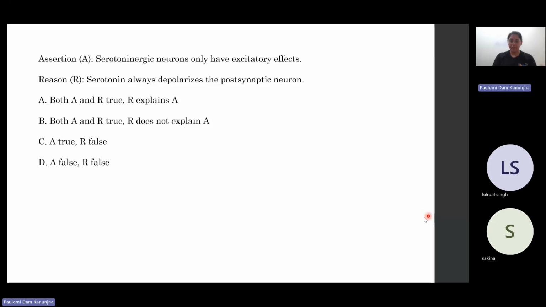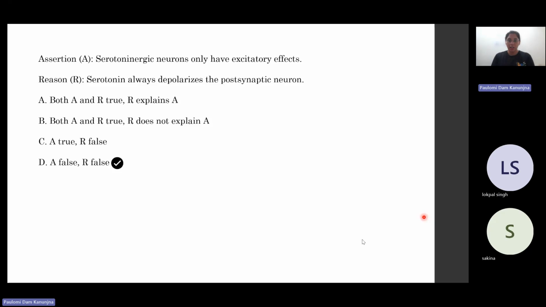Okay, no worries. I will give you the answer, which is this. Yes, it's confusing, so that's why I kept it here. It says serotoninergic neurons only have excitatory effects and they always depolarize. Do we remember what the name for these transmitters is? They are called modulatory neurotransmitters. So they modulate, and they can have both excitatory and inhibitory effects. They can both depolarize and not depolarize, so they're not restricted to only one type. That's why both the statements are incorrect.